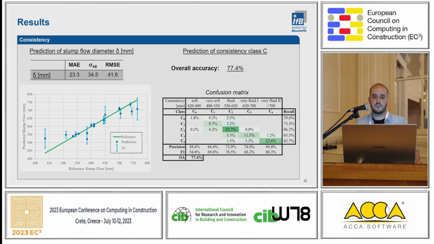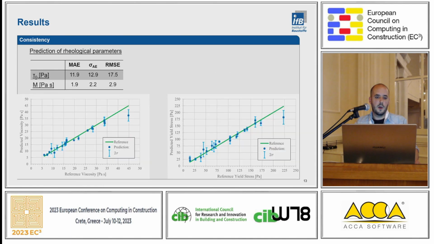Related to the slump flow diameter is the consistency class, which is predicted by the classification net, and the consistency classes of the concretes were predicted with an overall accuracy of 77.4%. And as we can see in the confusion matrix, which is shown here on the bottom right, most of the erroneously predicted classes are lying in the neighboring classes of the true class. So when there's an error, it's very likely that the error belongs to one of the neighboring classes, which is quite an interesting observation.